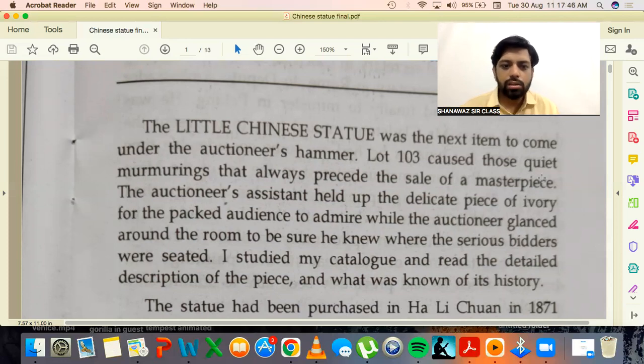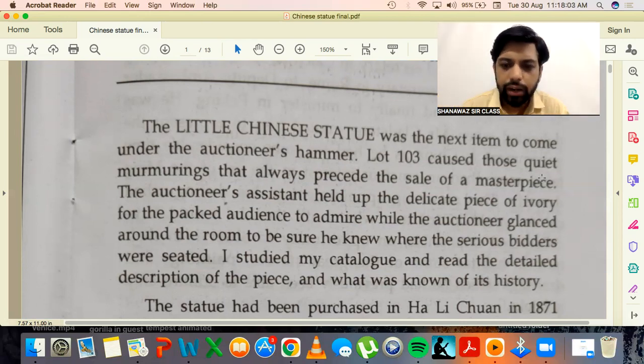While the auctioneer glanced around the room, so auctioneer देख रहा था कौन कौन मेरा पुराना customer है to whom I can sell it. So he knew who were the serious bidders. बाकी लोग तो ऐसे ही वहाँ घूमने के लिए आते हैं, तो कुछ लोग serious है. So he was observing कौन कौन मेरा अच्छा customer है.